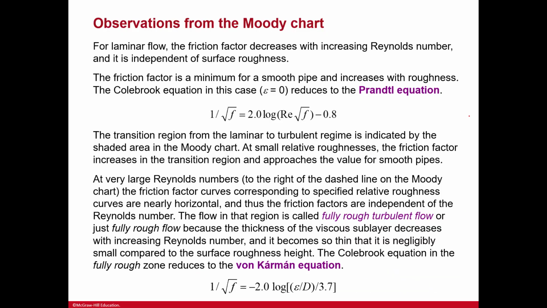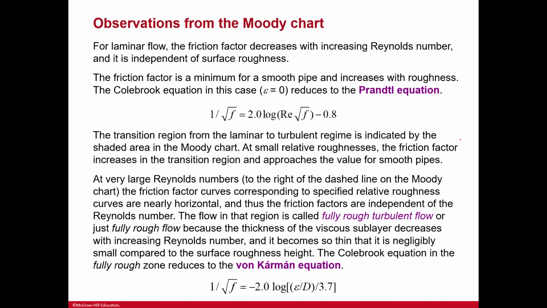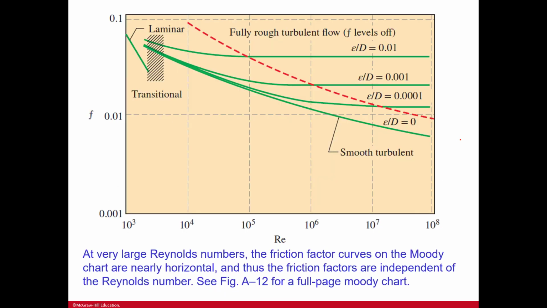And then at very large Reynolds numbers, which is on the right side, you have that friction factor, and it corresponds with the relative roughness. You see that because Reynolds number is over here. As we're increasing and getting these large Reynolds numbers, these are starting to level off, corresponding with the roughness. And again, at very large Reynolds numbers, the friction factor curves on the Moody chart are nearly horizontal, and thus the friction factors are independent of the Reynolds number.